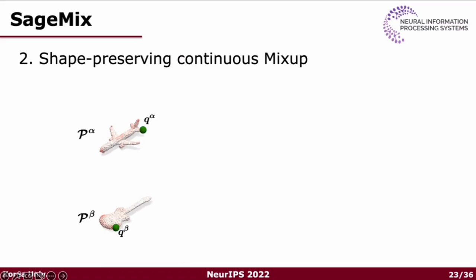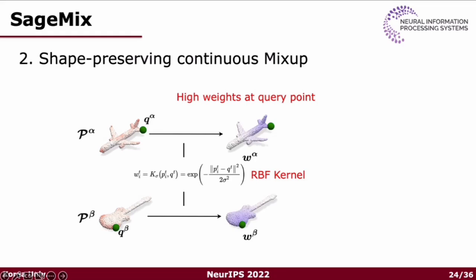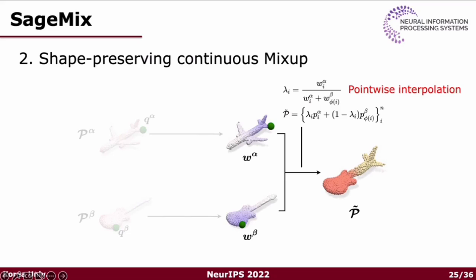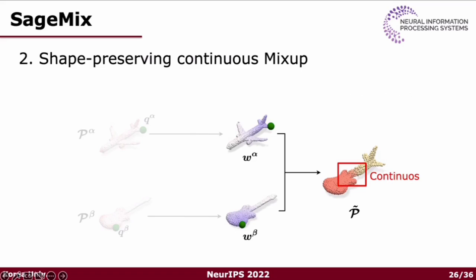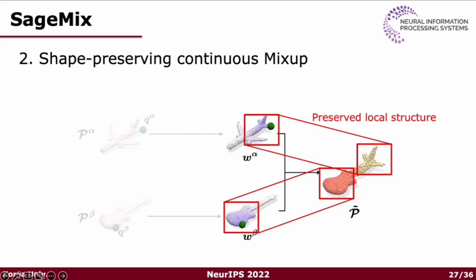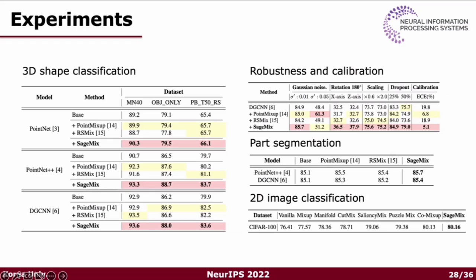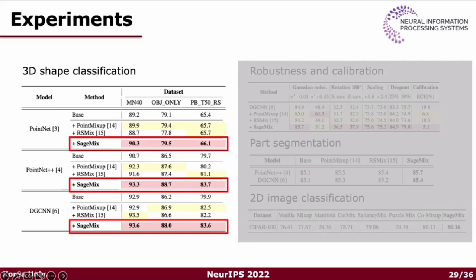The next step is to mix the two samples. To preserve the region around the query point, we impose high weights on the points near the query point using an RBF kernel. Lastly, with smoothly varying weights in the Euclidean space, we differentiably mix point clouds via point-wise interpolation. As a result, the generated sample P tilde maintains the continuity while preserving the discriminative local structure around the query point.